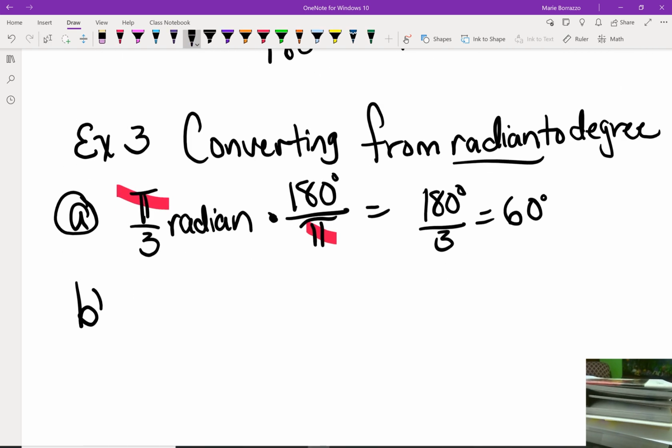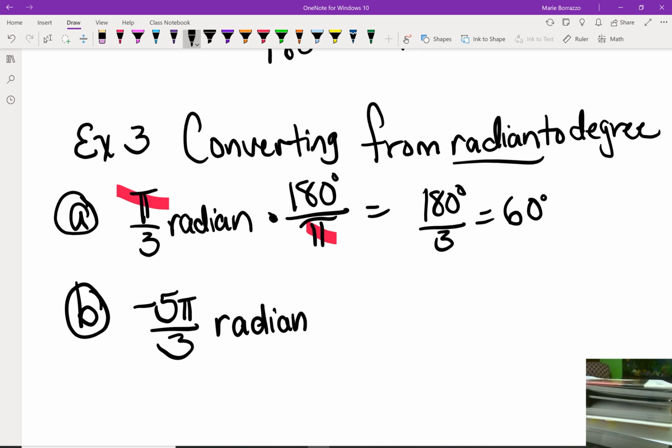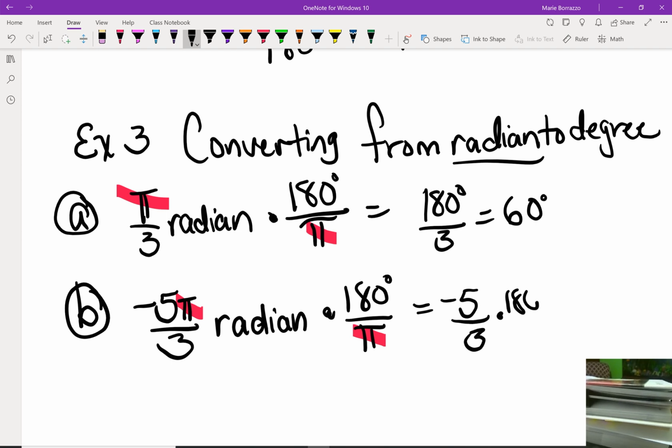For part B, they give you negative 5 pi over 3 radian. Again, you will multiply by 180 degrees over pi. Always have the pi's opposite each other when you're converting. Always have 180 over pi. See how the pi's cancel? That leaves you with negative 5 over 3 times 180 degrees, which becomes negative 300 degrees.